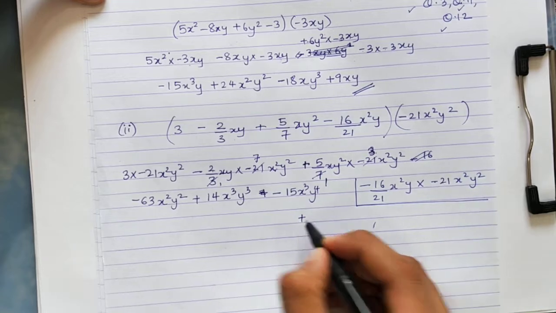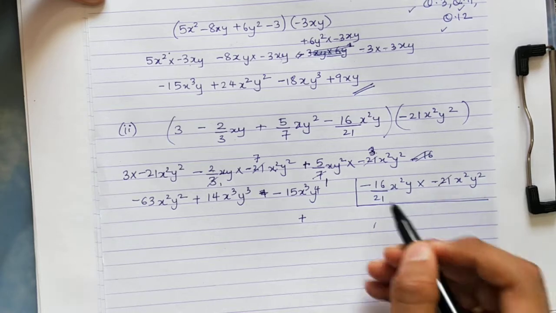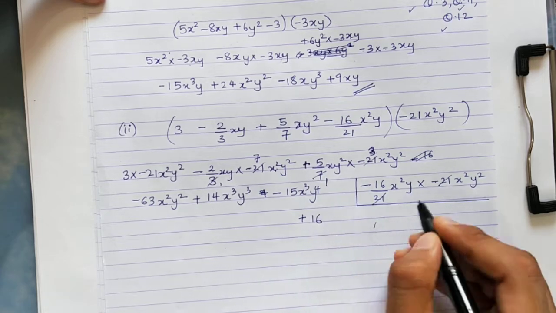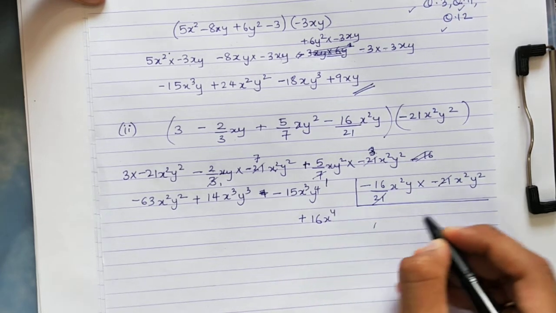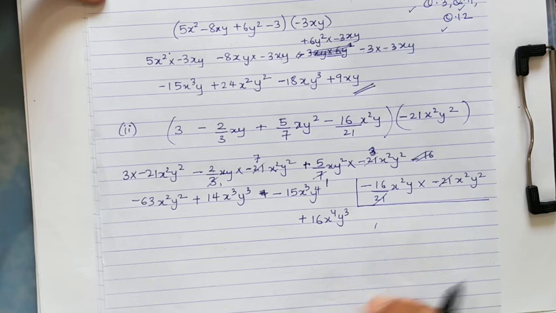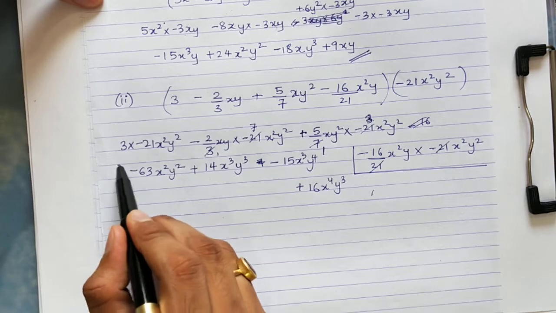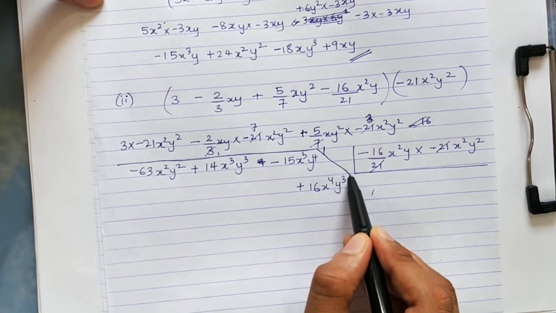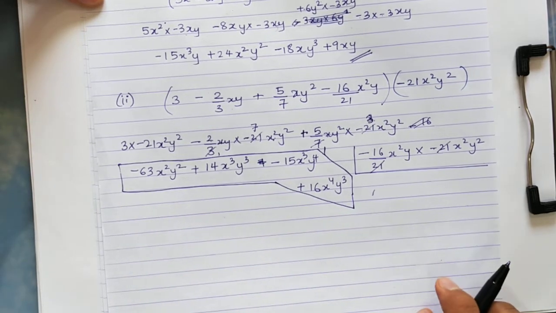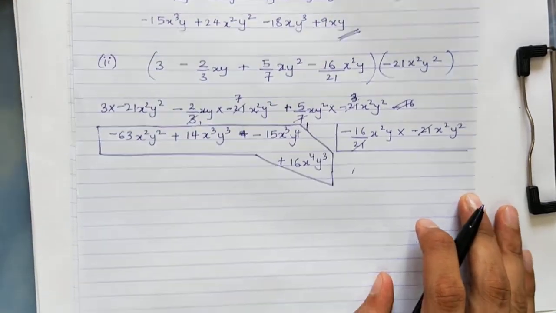Okay, then this is the last term. Minus minus plus, this 21 will get cancelled. So I'll have 16, x square into x square is x4, y square into y is y cube. Okay, this is the answer. I'll just highlight the answer to avoid confusion. Okay, copy it down. Simple multiplication only. Just be careful with the signs and the numbers.